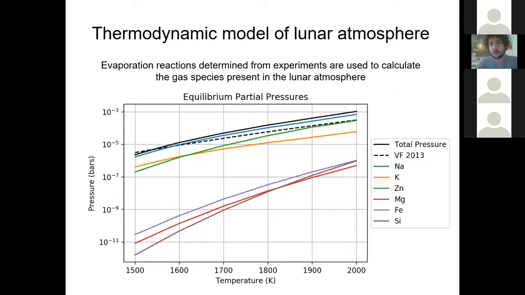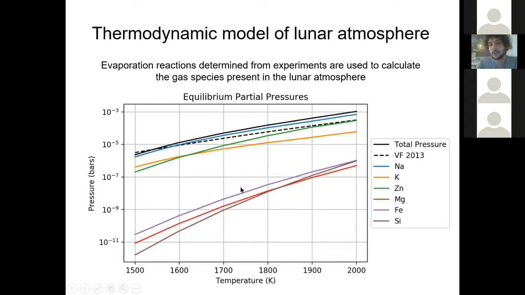So if we look at the thermodynamic model using our experimental data for the lunar atmosphere, we can see some interesting trends. So, of course, the higher the temperature that we assume for the lunar surface, the higher the gas pressure evolved for each element. So this is the pressure shown here on the y-axis and temperature on the x-axis. And what we see is also that sodium is the most abundant element in the lunar atmosphere, the protolunar atmosphere, followed then closely by zinc in green and potassium in orange. And these are all relatively minor elements in the liquid, but actually the dominant species in the gas.